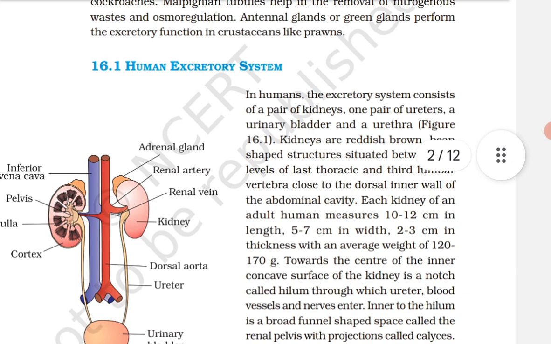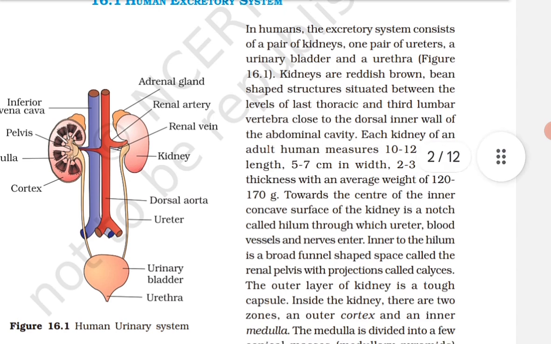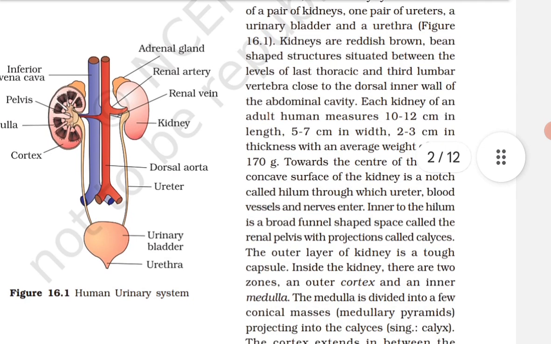In humans, the excretory system consists of a pair of kidneys, one pair of ureters, a urinary bladder and a urethra. Kidneys are reddish brown, bean-shaped structures situated between the levels of the last thoracic and the third lumbar vertebrae, close to the dorsal inner wall of the abdominal cavity.